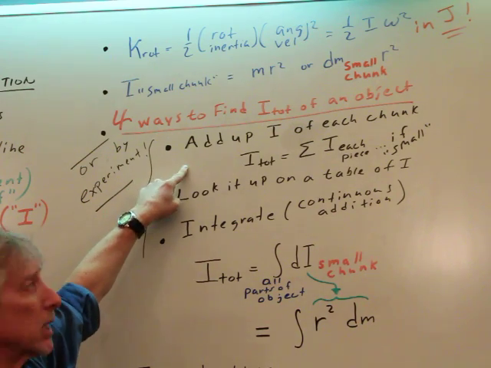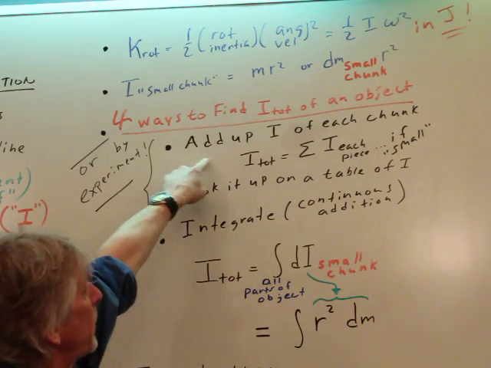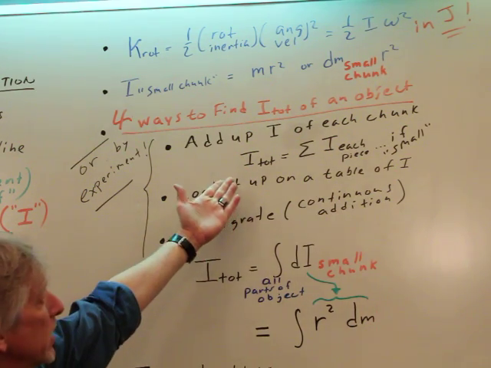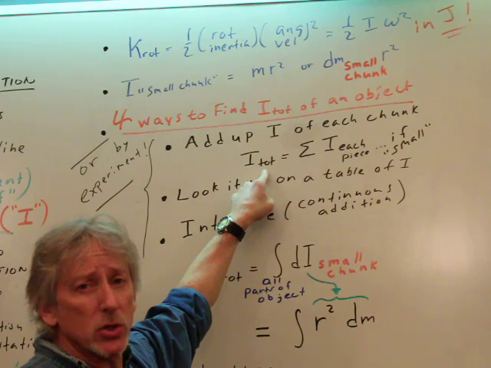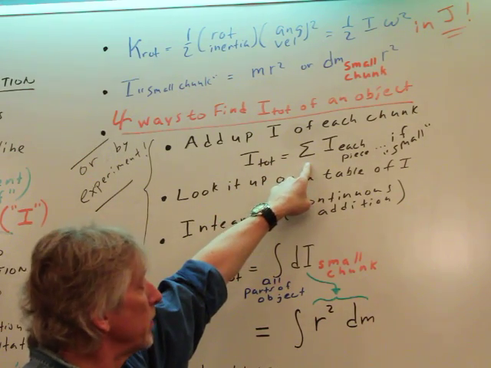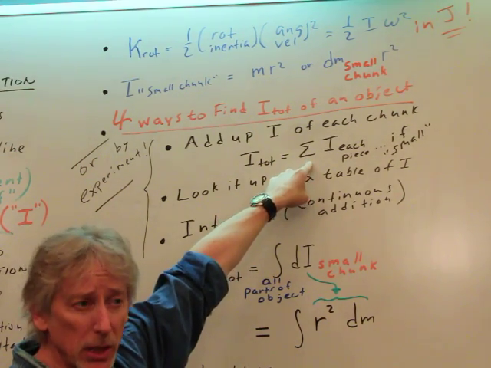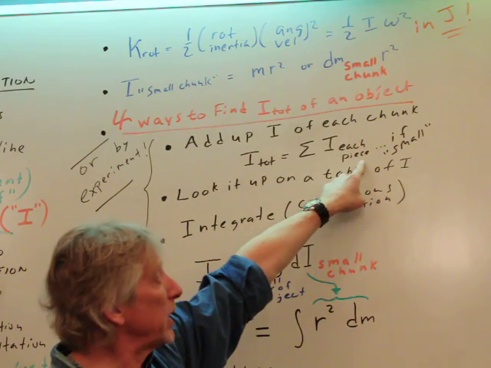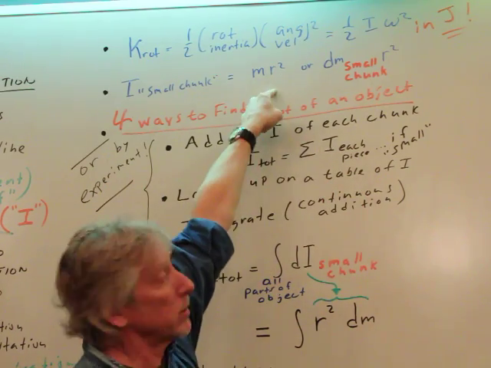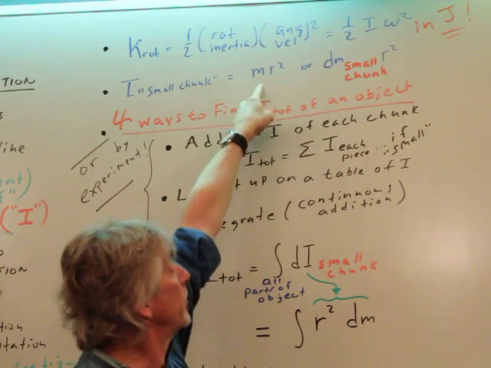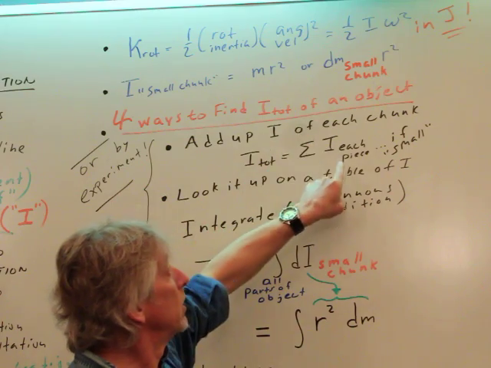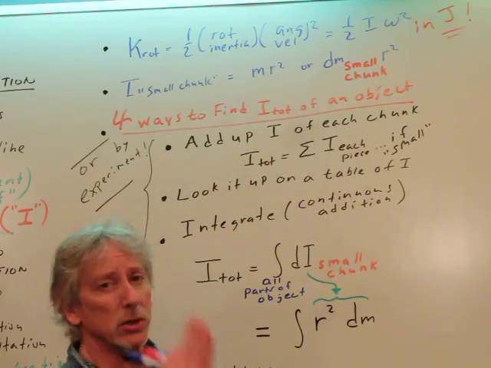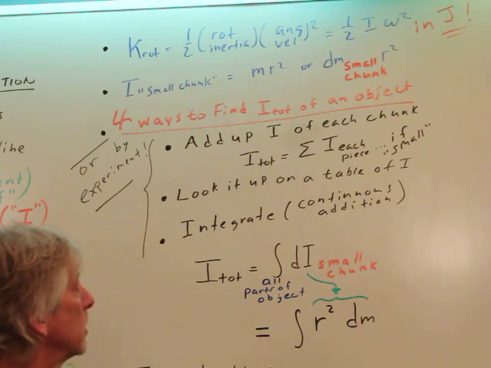The other way mathematically is you can add up the I from each little chunk. And it just adds up. So the total rotational inertia of the object is the sum, which is the Greek capital sigma, or S, sum of the rotational inertia of each little piece, which is mr squared. M of A, R of A squared. M of B, R of B squared. So you need to make sure you see the axis of rotation and the object.